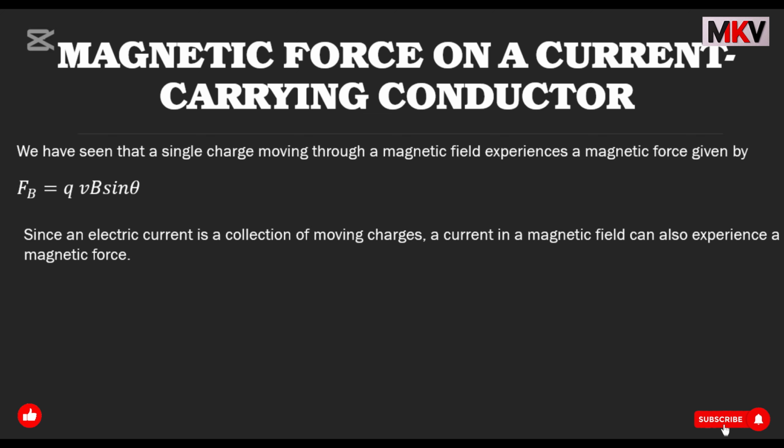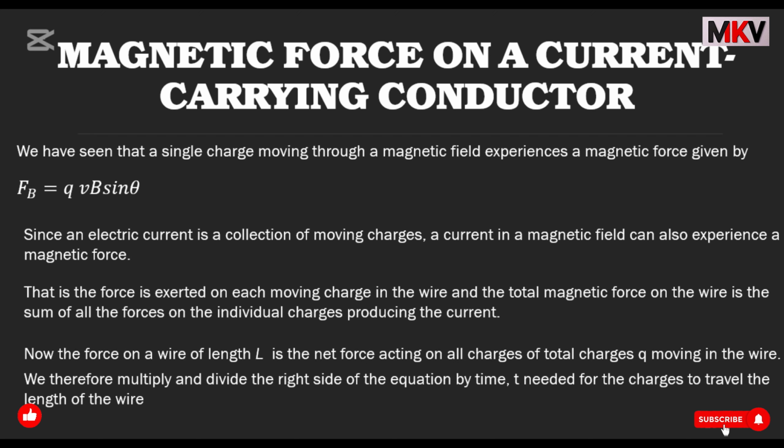So current is a collection of moving charges. The motion of charges in the conductor brings out current. Therefore, a current in a field can experience a force. The force is exerted on each moving charge in the wire, and the total magnetic force on the wire is the sum of all the forces on the individual charges producing the current.